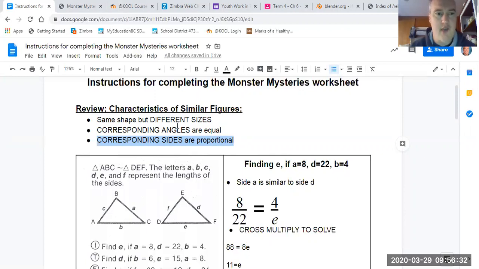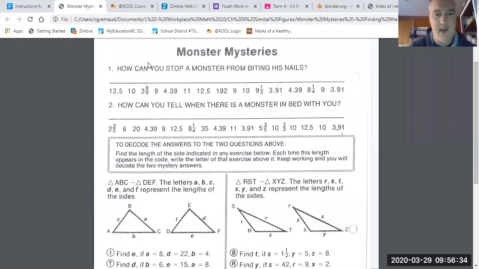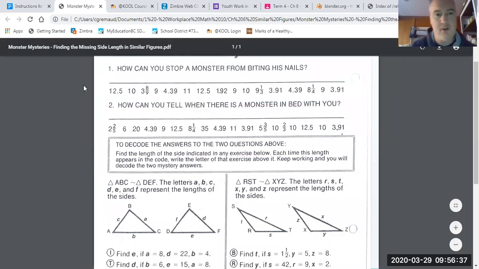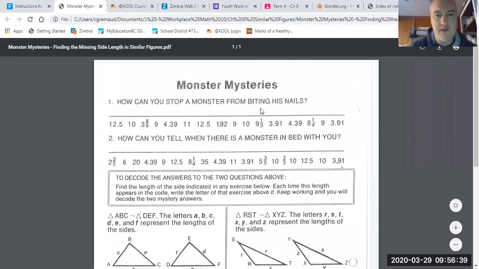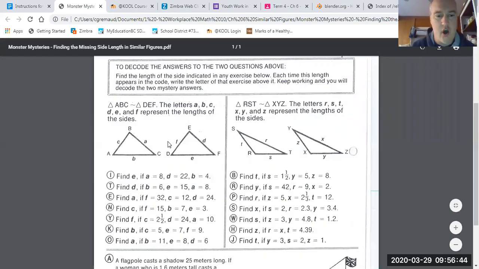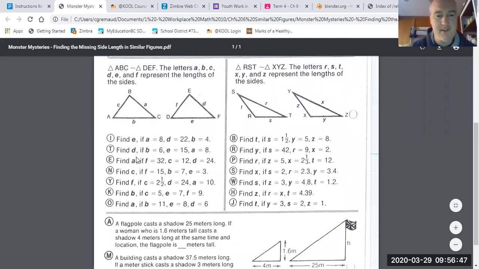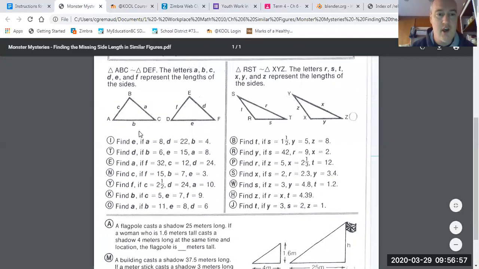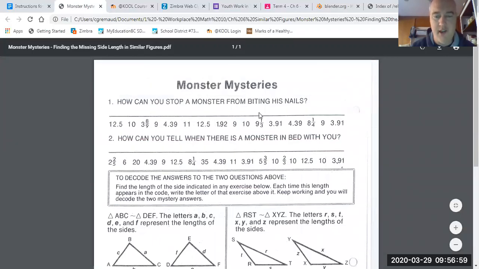What I want to look at right now is that you are going to have an assignment. It's called Monster Mysteries, and hopefully you'll find it a little bit enjoyable. It is going to ask you to solve a number of missing side lengths. When you get the answer to that missing side length, you are going to apply the letter I in this case up here to whatever that answer is. After you've finished all of this, you will have the answers to these two questions here. So let's take a look at how we can do this.